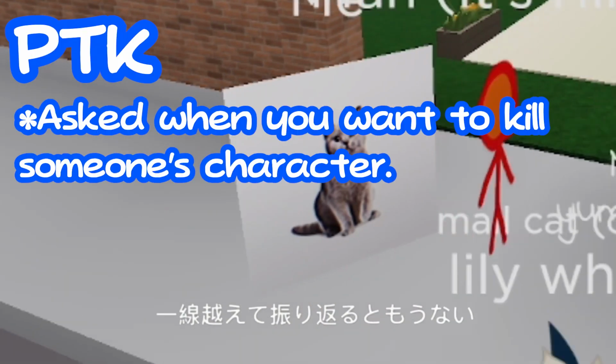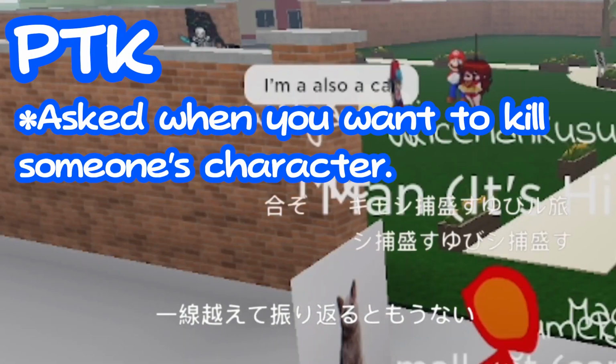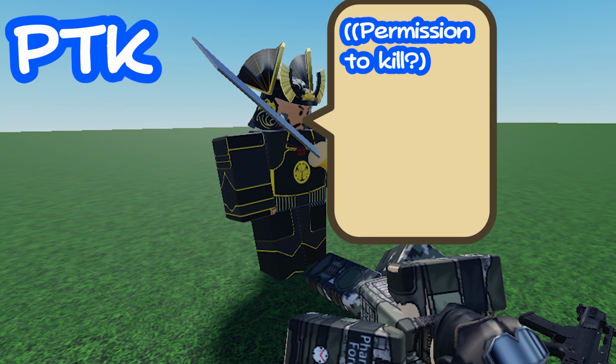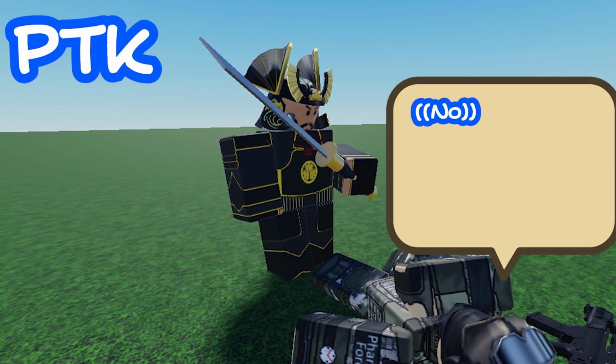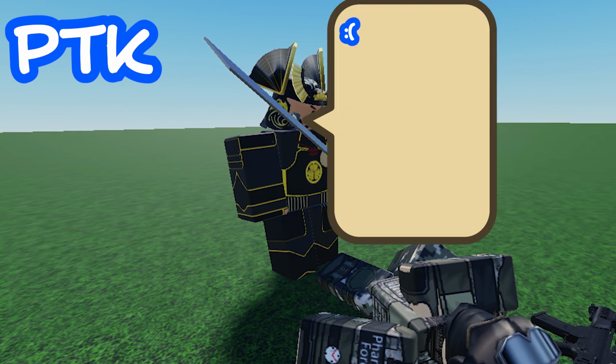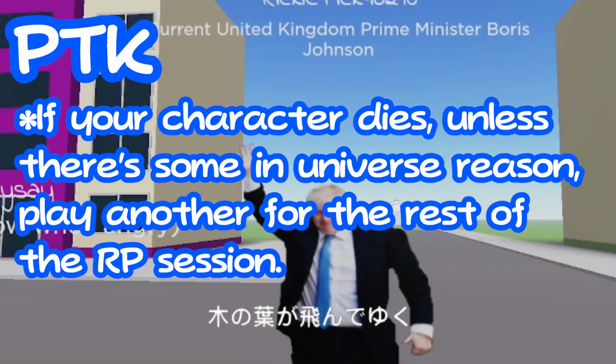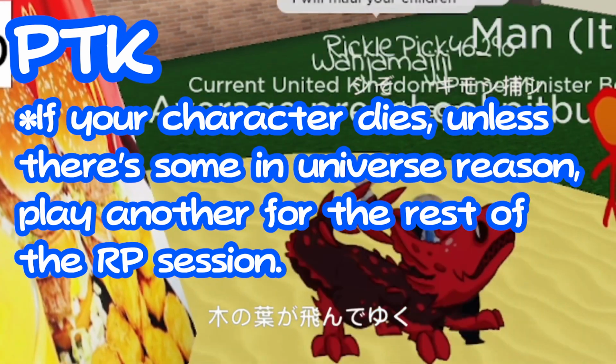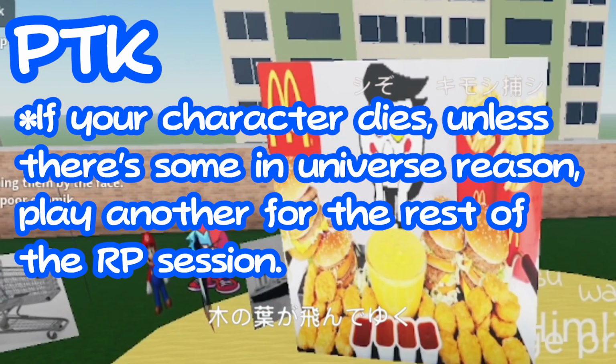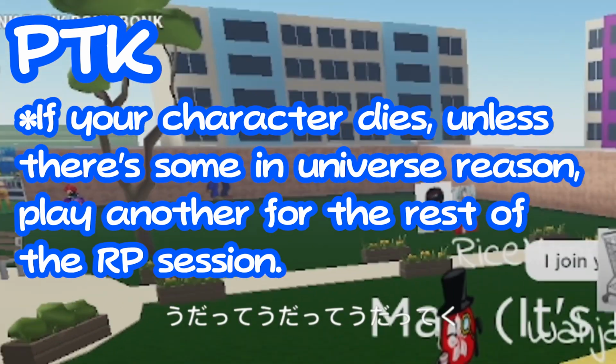PTK, or permission to kill, is a term used frequently in combat-centered RPs. If one roleplayer has defeated another in combat, PTK is asked in order to know if it's okay for the victorious player to kill off the loser's character from the roleplay. Now, character death doesn't have to be forever, but unless magic or something else like that is involved, you shouldn't bring back your character until you are in a different roleplay scenario.